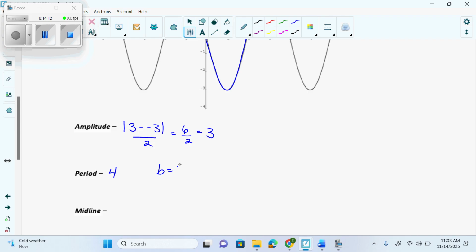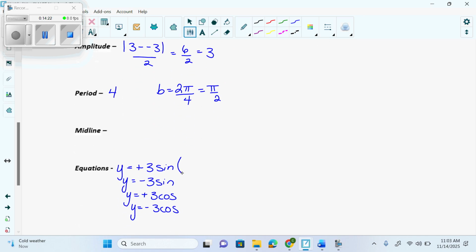So our B equals 2 pi over 4, because the x-axis doesn't have a degree symbol, it's in radians, which is pi over 2. We do pi over 2, bracket, pi over 2, bracket, pi over 2, bracket, pi over 2, bracket. So remember, period and B are not the same thing, but you use them to get each other.